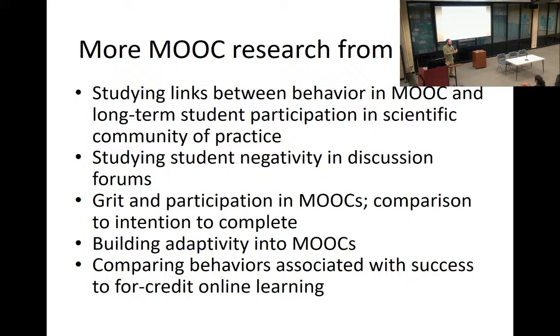It turns out that, in fact, if you ask people at the beginning of the course whether they intend to complete, it's a pretty good predictor. But an even better predictor is whether they have grit, according to Angela Duckworth's grit survey, which asks how likely you are to persist in educational tasks. So if you say you're going to complete, but you're not gritty, you're less likely to complete than if you say you're not going to complete, you don't want to, but you are gritty.